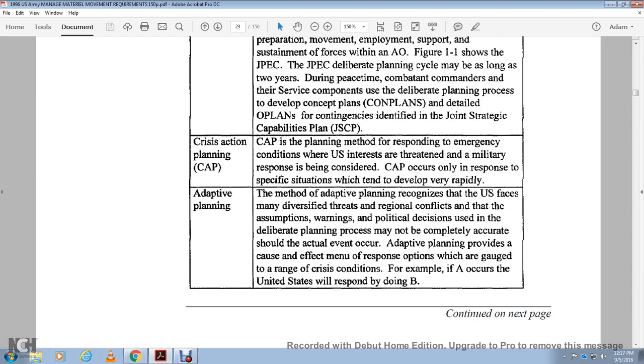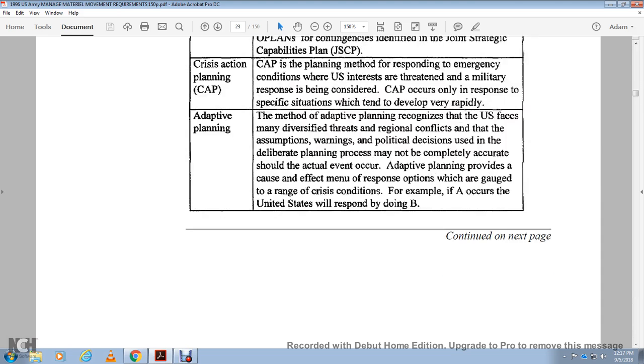Adaptive planning. The method of adaptive planning recognizes that the U.S. faces many diversified threats of regional conflict, and that the assumptions, warning, and political decisions in the deliberate planning process may not be completely accurate to the actual event. Adaptive planning provides for cause and effect for the response operations and options for the range of crisis conditions. For example, if A occurs, then the United States will respond by doing B.